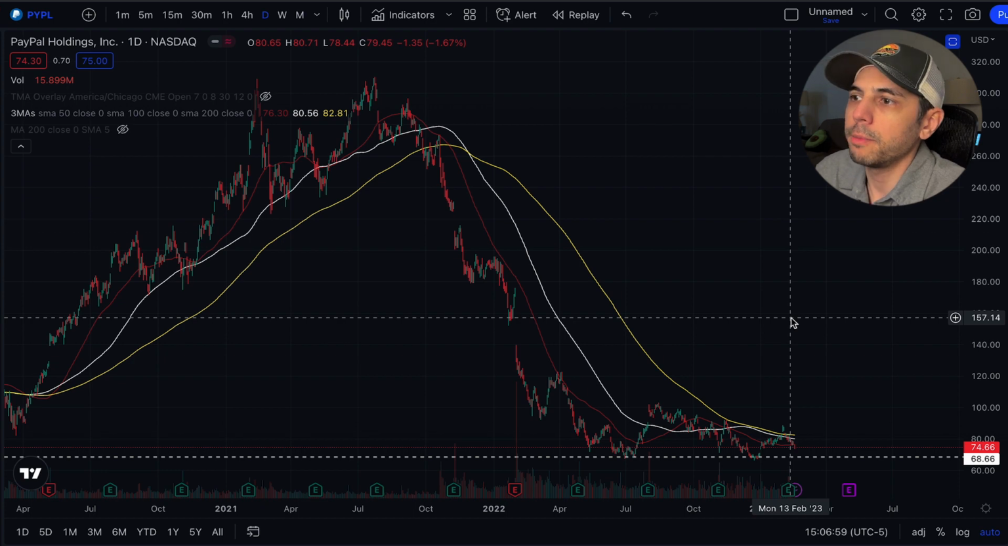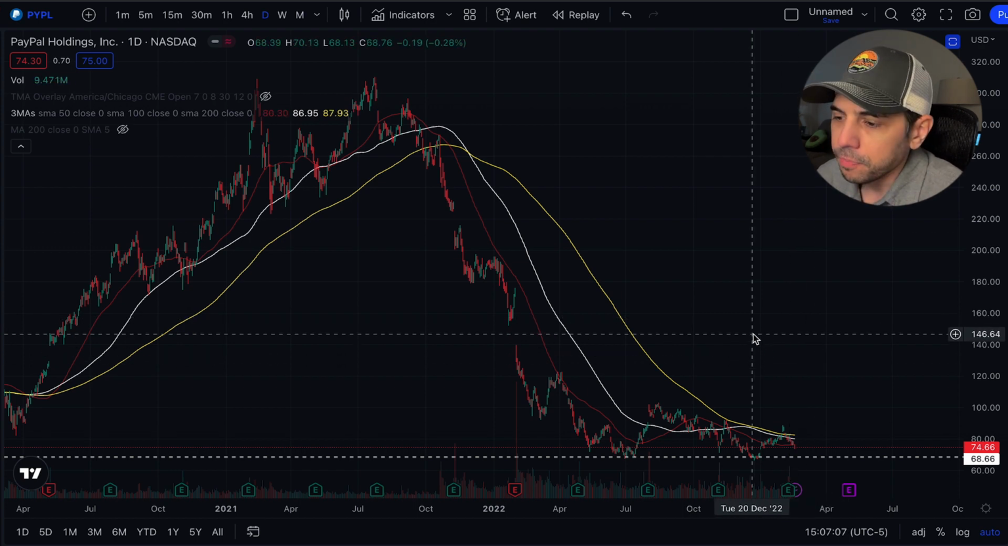So total payment volume was down 5% from 23%, and active accounts only grew at 2%. Now, with all that said, there is an activist investor in there, Elliott Management, so hopefully that's gonna get things going, light a fire under management, but we will see.